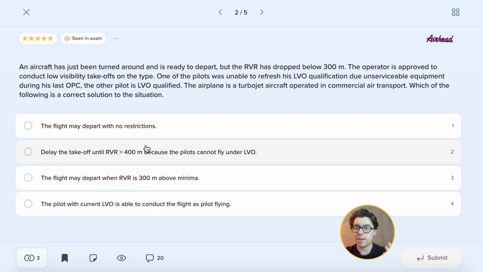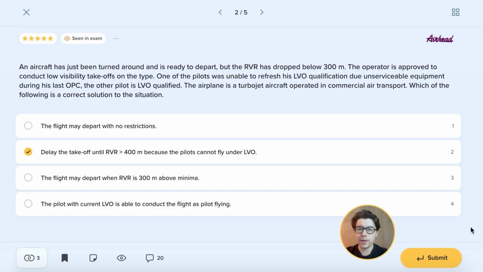So, although, for example, the pilot might not hold an LVO qualification, he still can fly LVO approaches and LVO takeoffs. However, not with the RVR lower than 400, but it can be an LVO which is below 550. So there is the wiggle room. So of course, in this case, you need to delay the takeoff until the RVR is above 400 meters because the pilots cannot fly under LVO unless all the active crew is qualified to fly the approach. Above 400 meters, it is still a low visibility operation. However, it does not require additional certification.